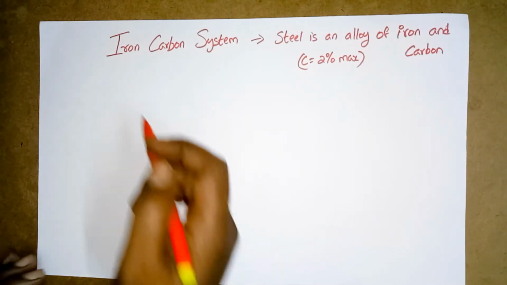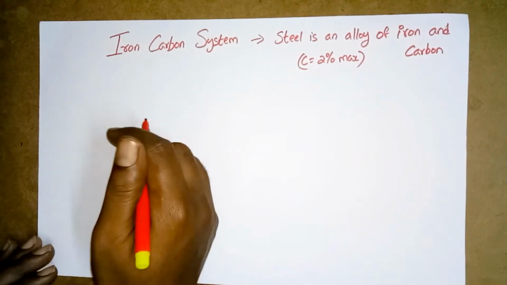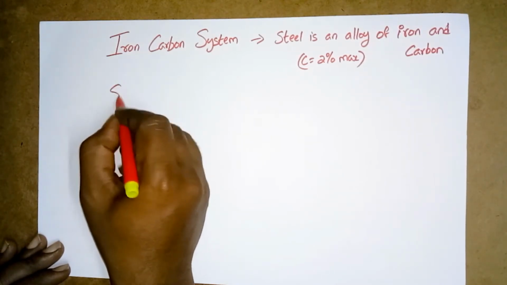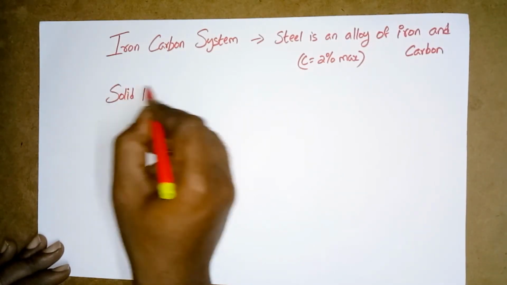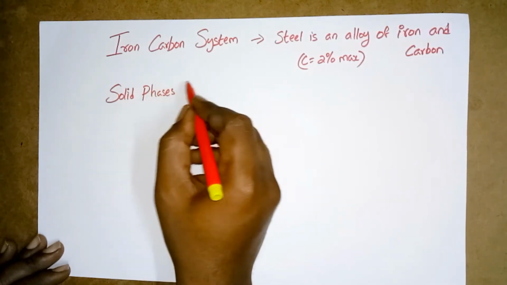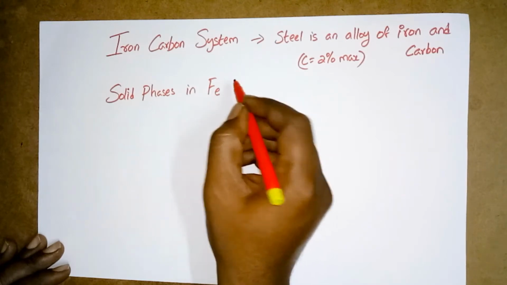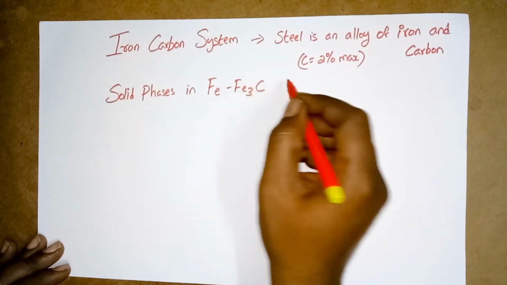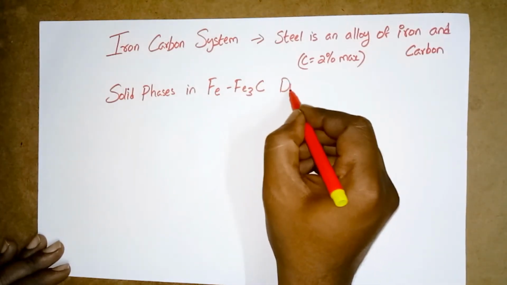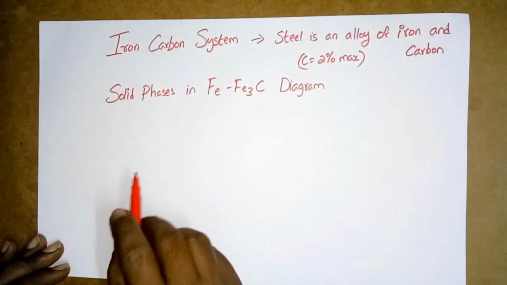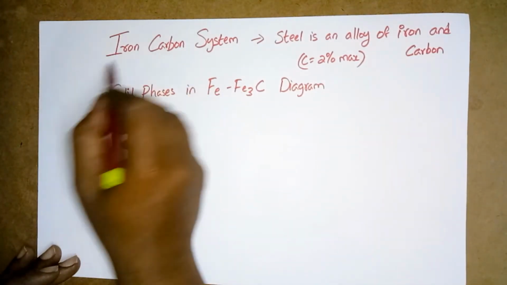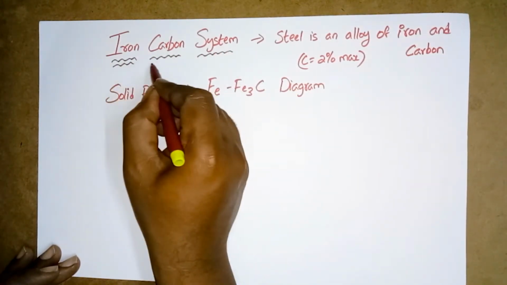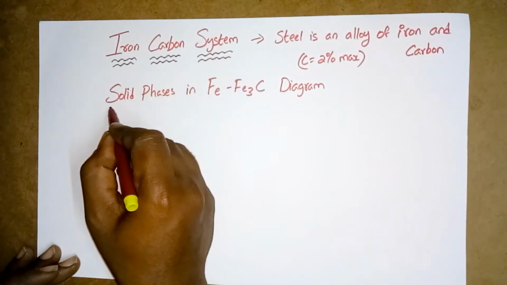Now we will move to solid phases in the iron carbide diagram, the Fe3C diagram. What are the phases involved in this iron carbide diagram? We will discuss them now step by step.